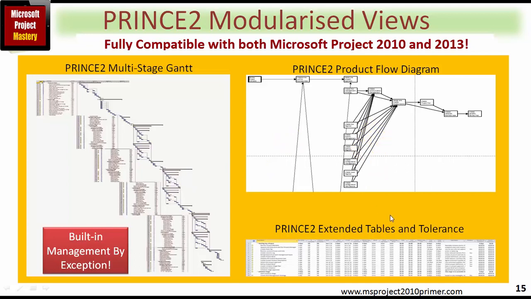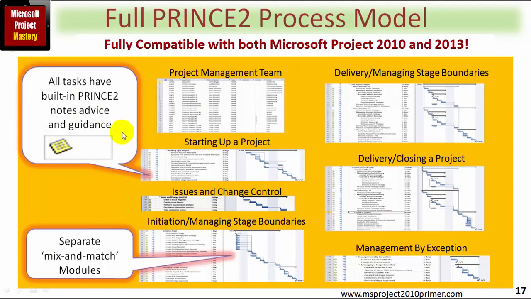And as I've mentioned briefly in the previous slide, you get extended tables with built-in automatically calculating tolerance fields for time and cost. So here's what you get: a series of modules, including within the resource sheet, I've set up a project management team, which includes an extra assignment column so that as people come on board, you can check they've been assigned to the relevant roles. You have a starting up a project process, issue and change control, the initiation stage and managing stage boundary processes, the delivery stages, the delivery and closing a project, and management by exception. You can mix and match all of these modules.